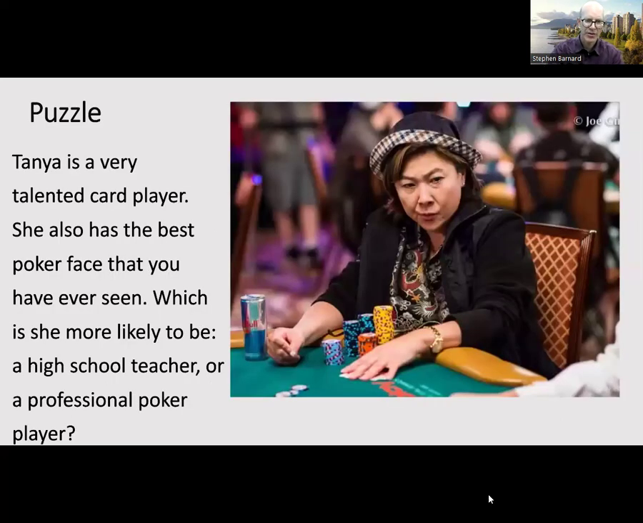Okay, yeah, we talked about Tanya. I thought this was a really great example. So she has a great poker face. She's a very talented card player. Is she more likely to be a high school teacher, or is she more likely to be a professional poker player? Well, look at the background rates.